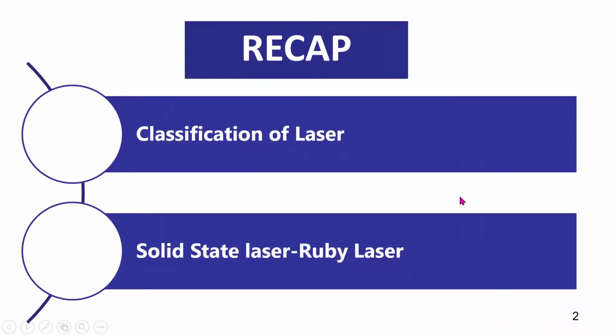Friends, in the first lecture we have seen the classification of the laser according to the different modes and also the types of the lasers. The first type of the laser we have seen is the solid state laser, in which I discussed with you in details about the ruby laser.